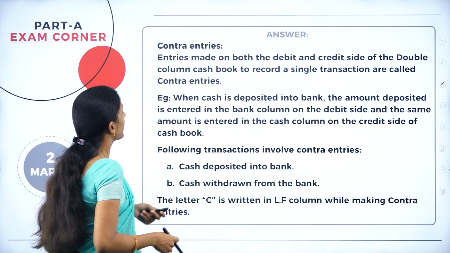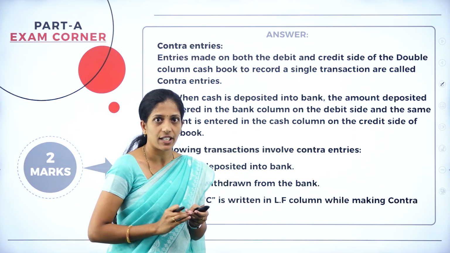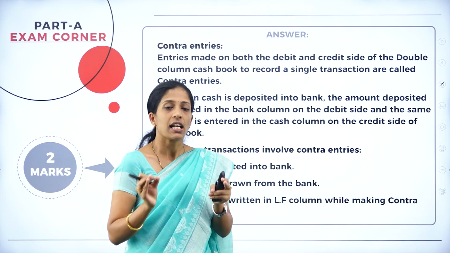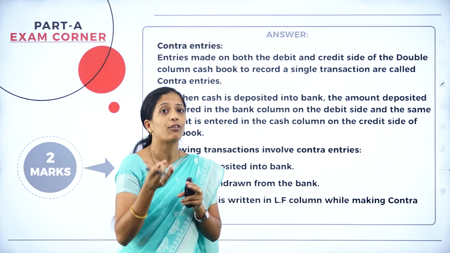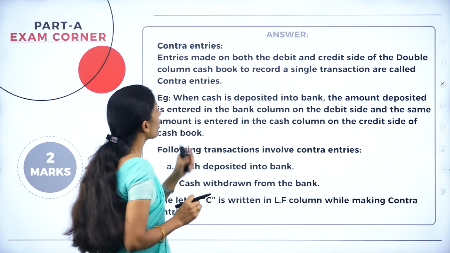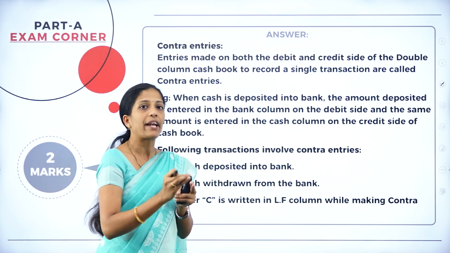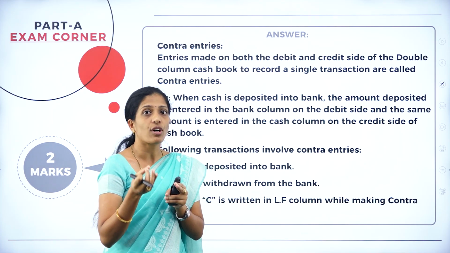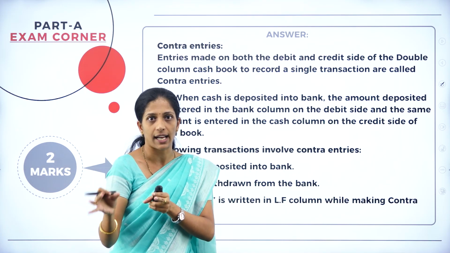Contra entry is made on both the debit and credit side. To be simple, in one particular journal entry, if both cash as well as bank column have come together, or cash account and bank account have come together, it is called as contra entry. Contra entry is made on both the debit and credit side. When you have cash and bank account coming together in one particular journal entry, of course in 2 column and 3 column cash book, you have to record on both debit and credit side, correct?